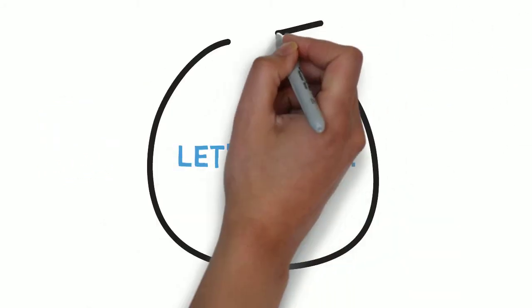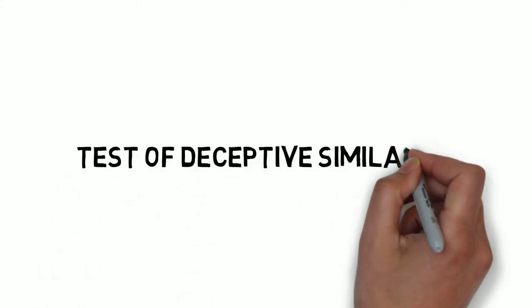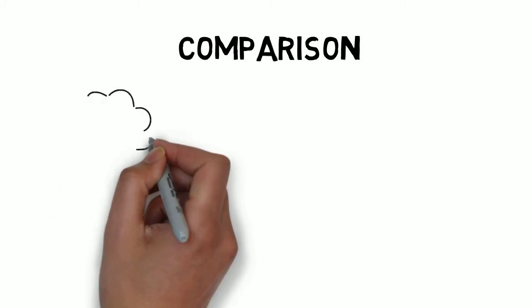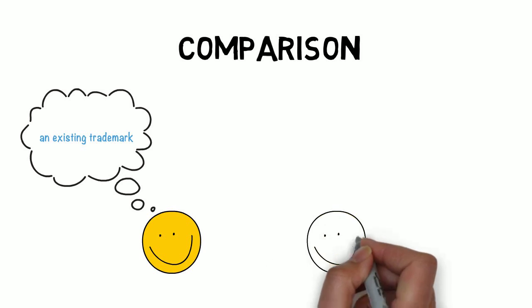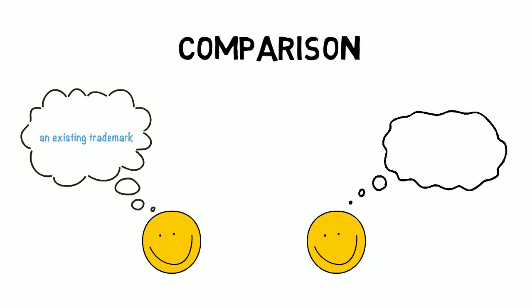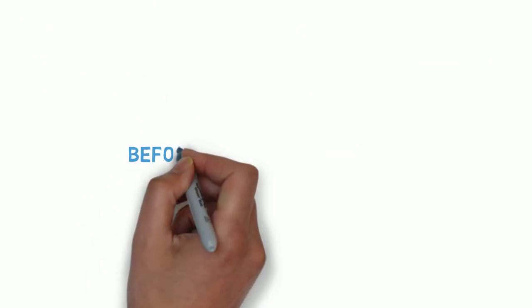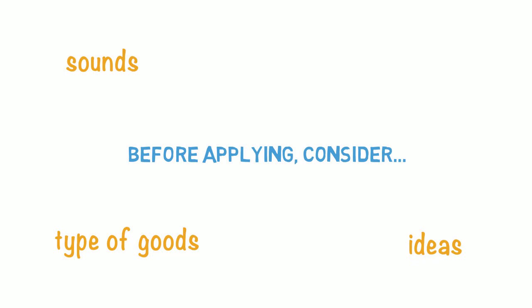So let's recap what we've learned. The test of deceptive similarity is a comparison between the recollection of an existing trademark in the mind of a person of ordinary intelligence and memory, and the impression that such person would get from the trademark you are hoping to register. Before applying, be sure to consider factors such as your trademark's sound, idea, its type of goods, and the possibility of a cause to wonder, all integral facets in proving or disproving a deceptive impression.